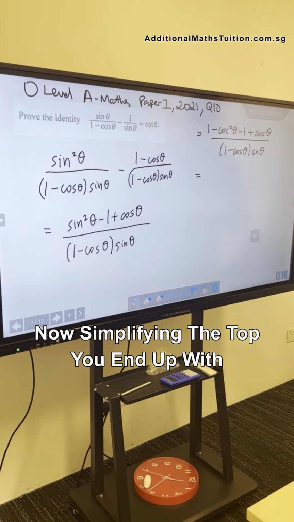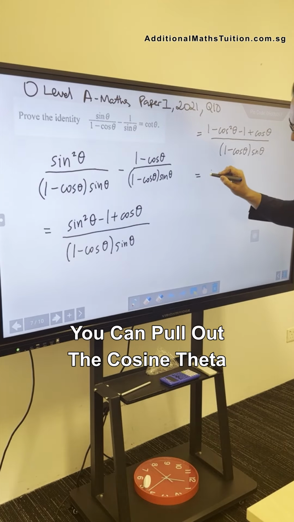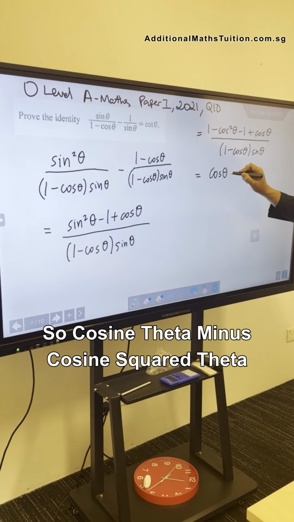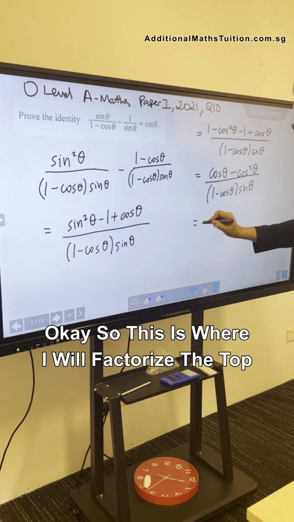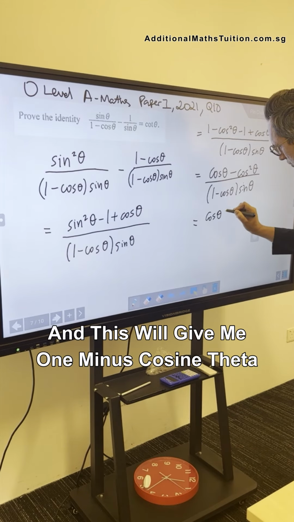Now, simplifying the top, you end up with cosine theta minus cosine square theta. You can pull out the cosine theta, so the 1 and the 1 will cancel out. So cosine theta minus cosine square theta, maybe I'll write that down first, over 1 minus cosine theta sine theta. Okay, so this is where I'll factorize the top, and then I'll pull out my cosine theta, and this will give me 1 minus cosine theta.